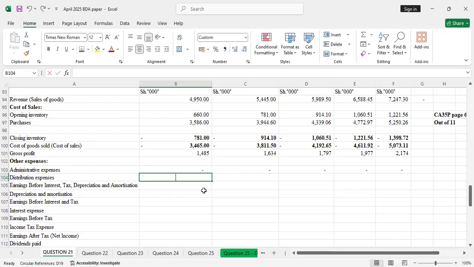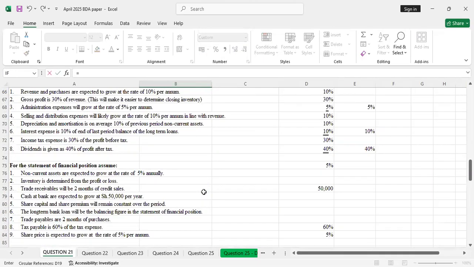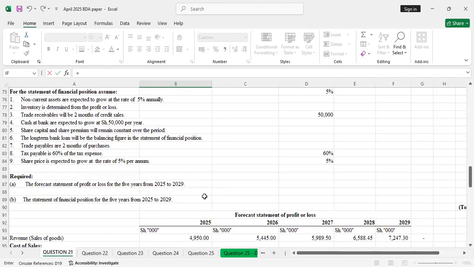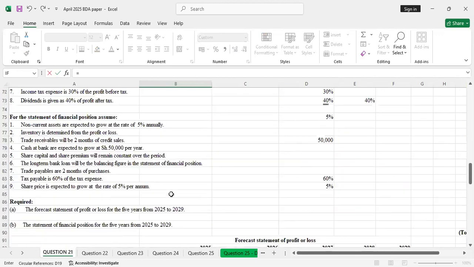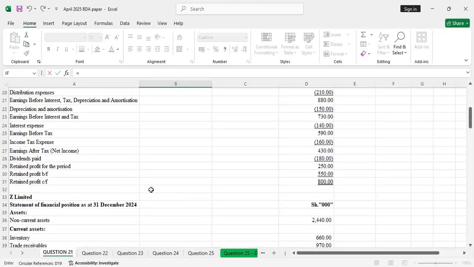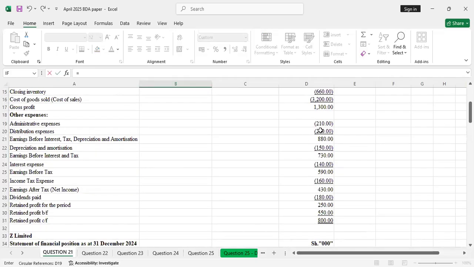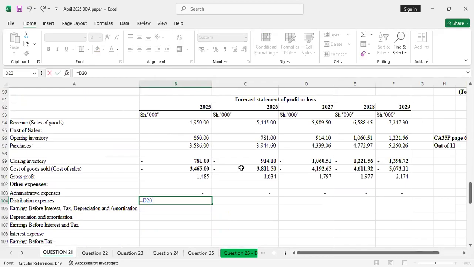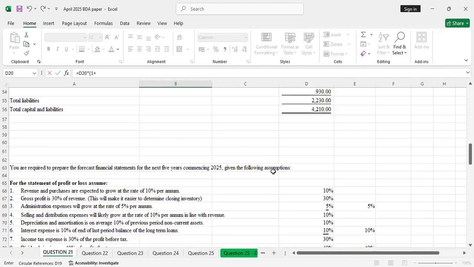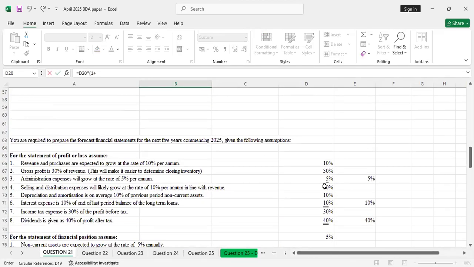Let me go to distribution. Yeah, so selling and distribution expenses will likely grow at the rate of 10% per annum in line with revenue. So it means that those are the distribution expenses. So I'll also do that forecast. So distribution expenses, we have that 210. You multiply by bracket 1 plus the growth rate. And the growth rate for selling and distribution was 10%.